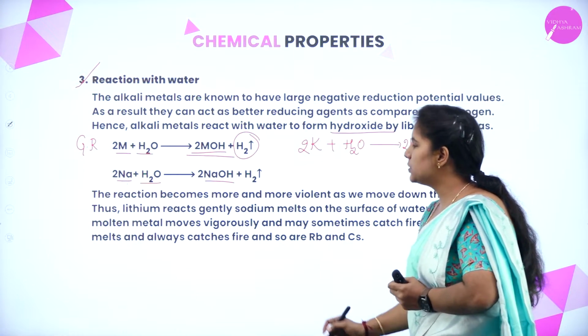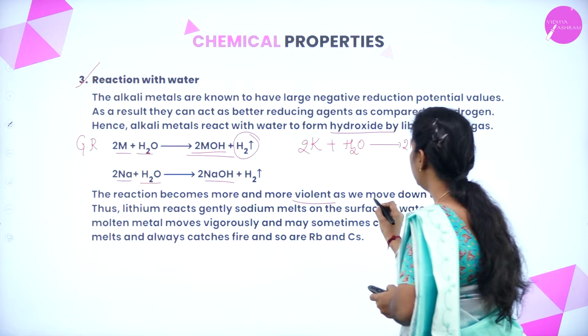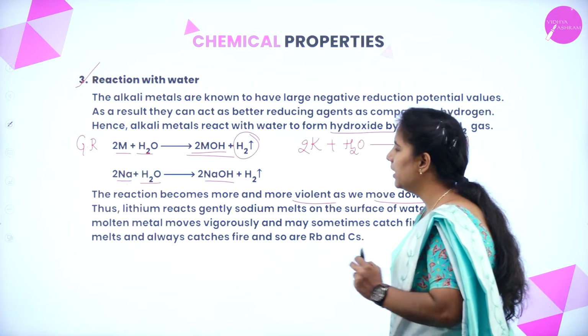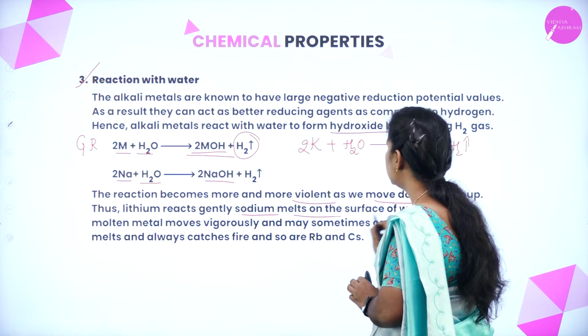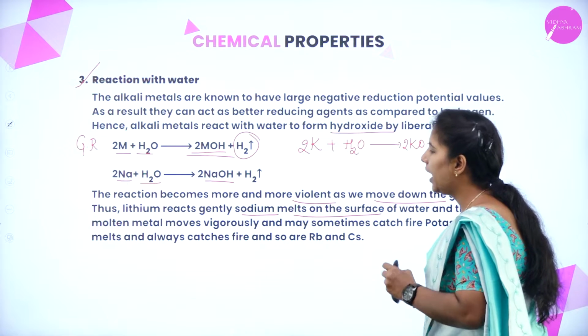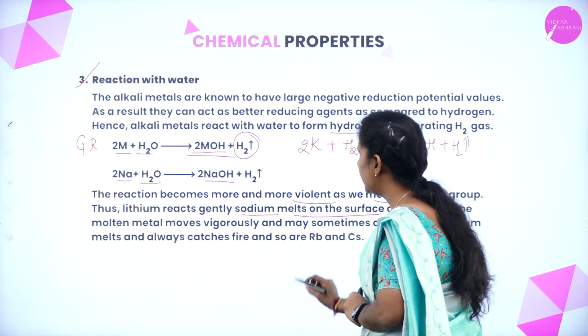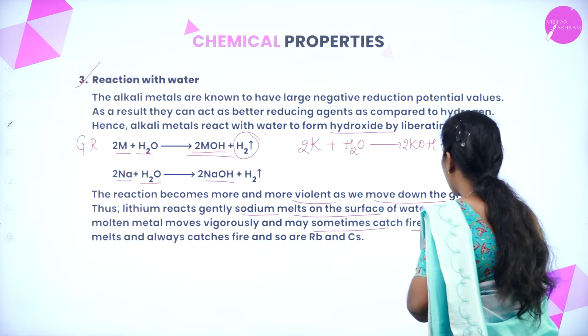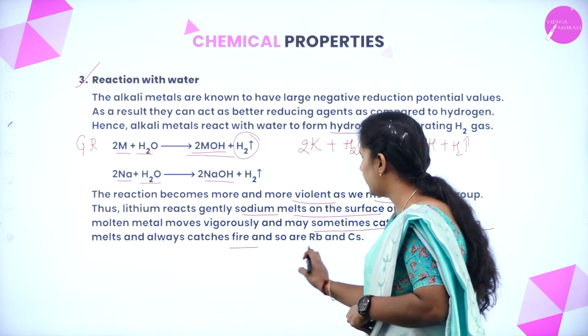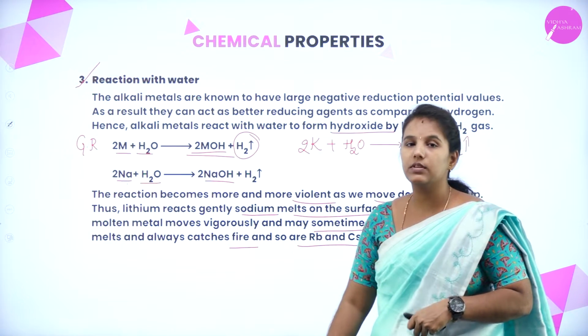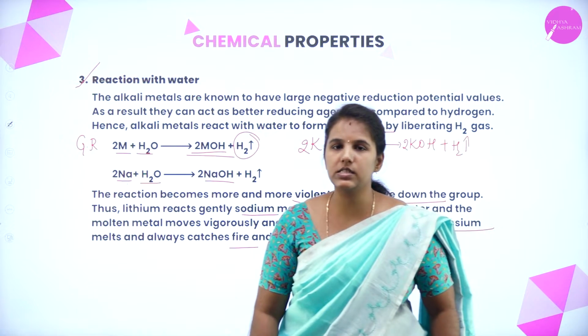And the reaction becomes more and more violent as we move down the group. Lithium reacts very gently, whereas sodium melts on the surface of the water and the molten metal moves vigorously, and sometimes it catches fire. Potassium melts and sometimes catches fire also, as do rubidium and cesium.